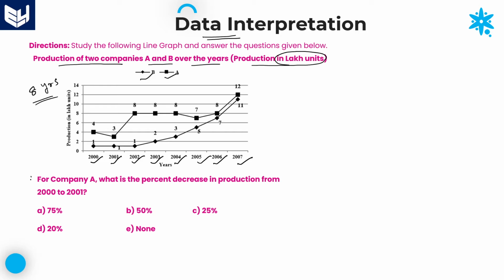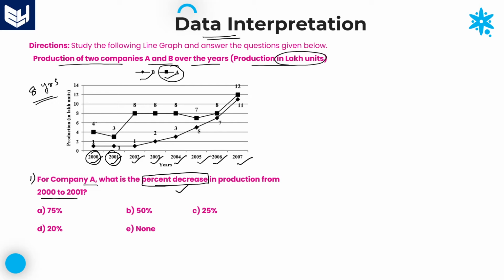Look at the first question. Here the first question is for company A. Company A is square shape and rhombus shape is company B. So company A, square shape. What is the percentage decrease in production from 2000 to 2001? From 2000 to 2001 we need to calculate percentage decrement of company A.